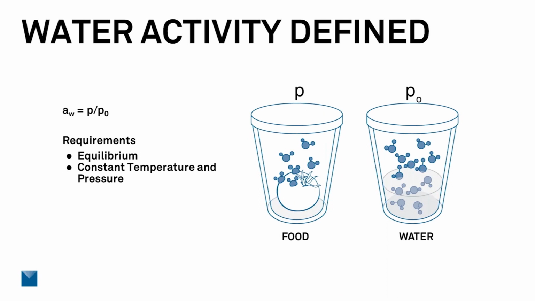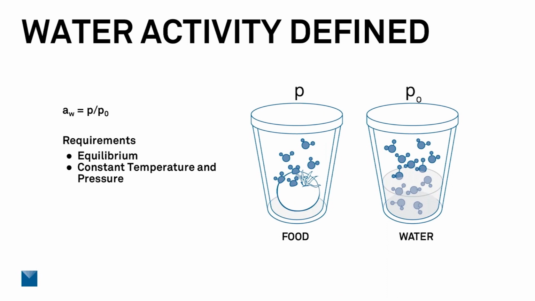It is important to point out that pressure needs to be allowed to equilibrate so that there's no net change here. So we have water molecules going up into the headspace and then coming back down into the food product. But overall, there's no net change. So that's an equilibrium. And the temperature and pressure need to be constant.